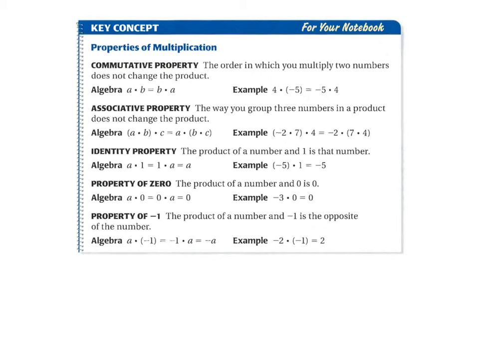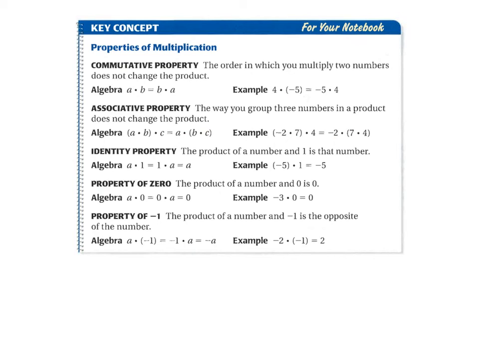The associative property tells us that the way we group numbers in a product doesn't change the product. And this works as long as all we're doing is multiplying. So if I do A times B first and then times C, I get the same answer as doing B times C first and then times A. So in our example here, negative 2 times 7 is negative 14. Negative 14 times 4 is negative 56. We get the same answer over here if we do 7 times 4 and get 28 times negative 2 is also negative 56.